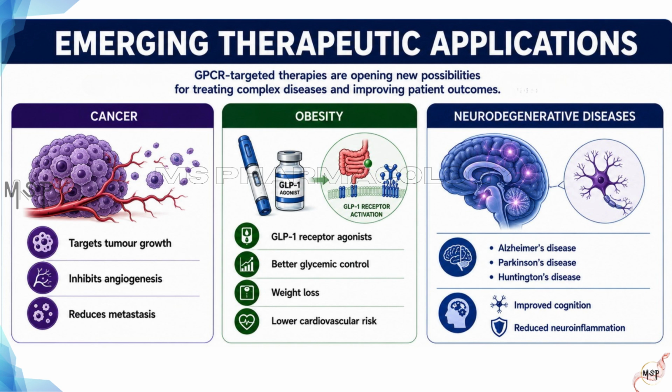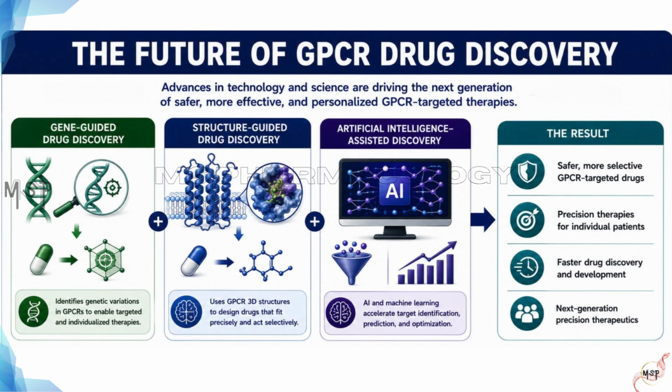Finally, advances in gene and structure-guided drug discovery, together with artificial intelligence, are enabling the design of safer, more selective GPCR-targeted drugs. These innovations are expected to accelerate drug discovery and shape the next generation of precision therapeutics.